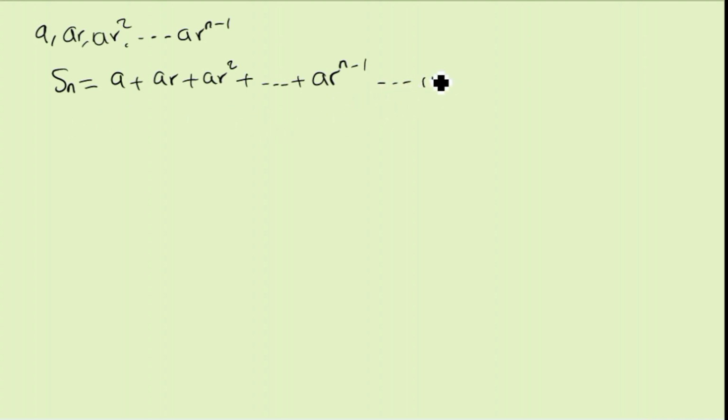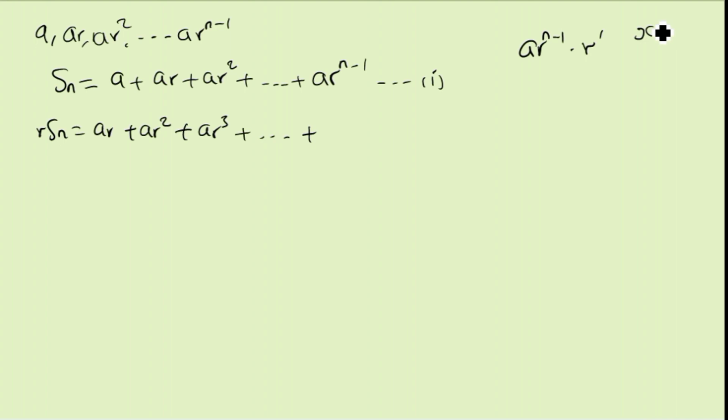Multiplying through by r gives rSn is equal to ar plus ar power 2 plus ar power 3 and then plus... now here I have ar power n minus 1 times r, and here r is power 1.